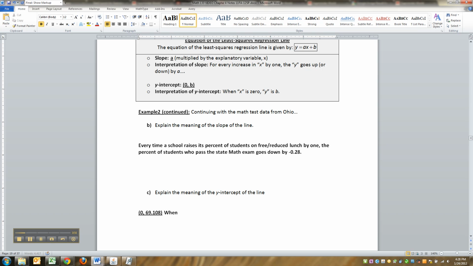So, for example, in our problem, a school that has 0% of students on free reduced lunch. That's our x, right? I wrote it out in English. And then the y is b. Well, y was the percent of students that are going to pass the math test. So we should expect to have about 69.108% of students pass the state math exam.